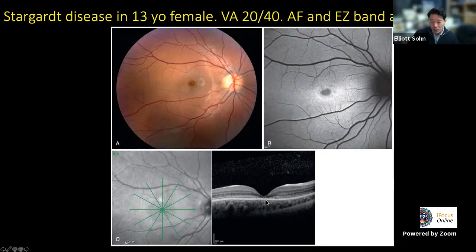And then what you can see on her OCT is that she has a loss of the outer retina and certainly a loss of the EZ band here. Hopefully you can appreciate that underneath her fovea. And this is a very deep foveal dip here, much more pronounced than you'd see normally. So this is corresponding to outer retinal atrophy, resulting in her being 20/40.